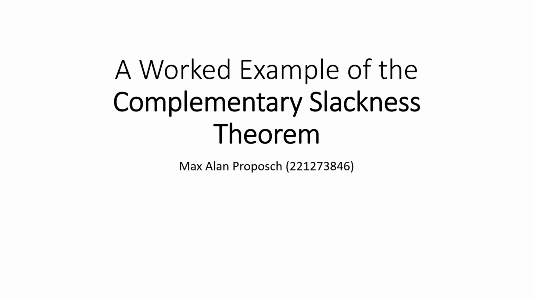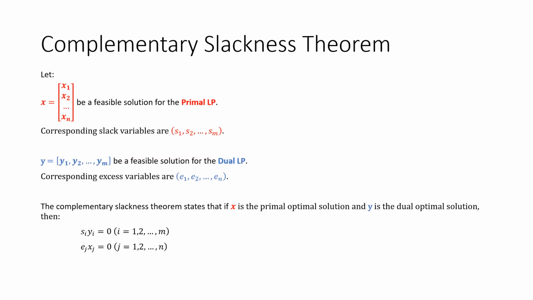Today we will be going through a worked example of the complementary slackness theorem. Let X be the set of feasible solutions for the primal LP, x1 through to xn. Corresponding to X is the set of all slack variables, s1 through to sm. Let Y be the set of feasible solutions for the dual LP, y1 through to ym. Corresponding to Y is the set of all excess variables, e1 through to en.